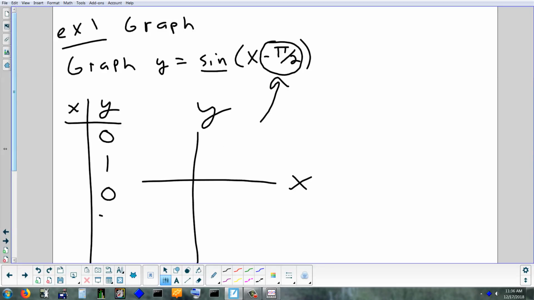0, 1, 0, negative 1, 0. Basically, the way a problem like this is graded, you get 1 point for each x and y value you get right. So you get 5 points for that part of the table. Now we got to do something with the x's.